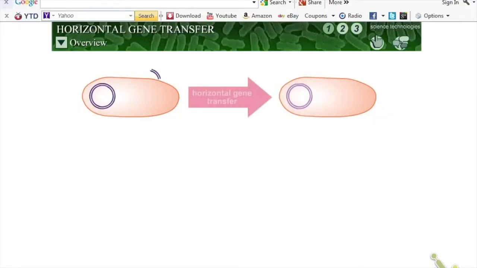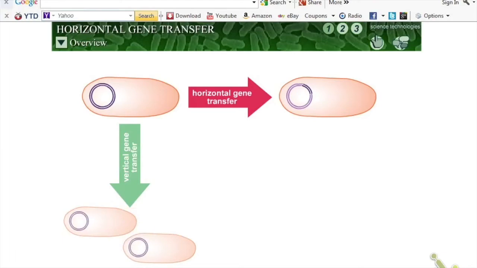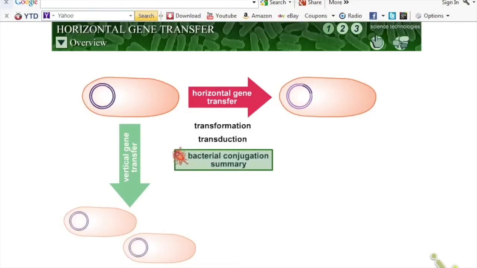Genetic information transferred between organisms in the same generation is called horizontal gene transfer. Three types of horizontal gene transfer occur in bacteria: transformation, transduction, and conjugation. All three mechanisms involve a donor cell that transfers a portion of its DNA to a recipient cell, which may incorporate the new DNA into its own, becoming a recombinant organism.